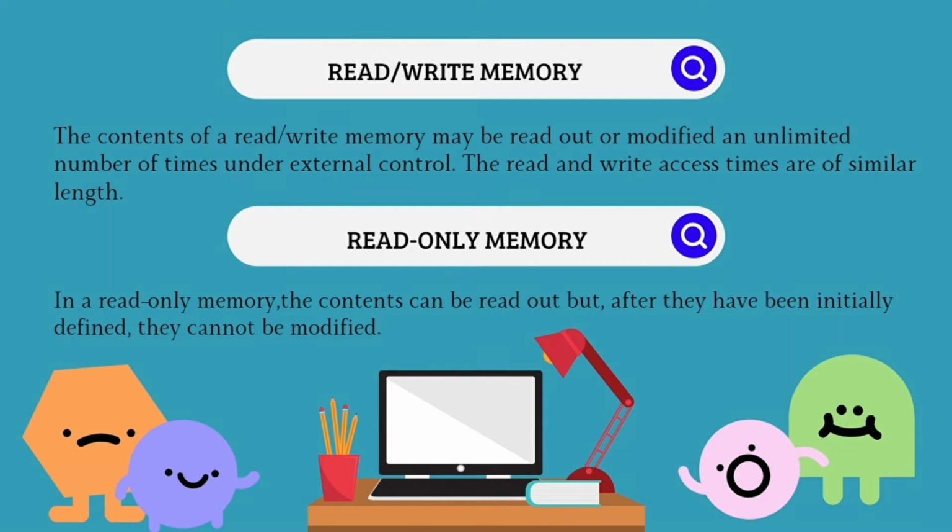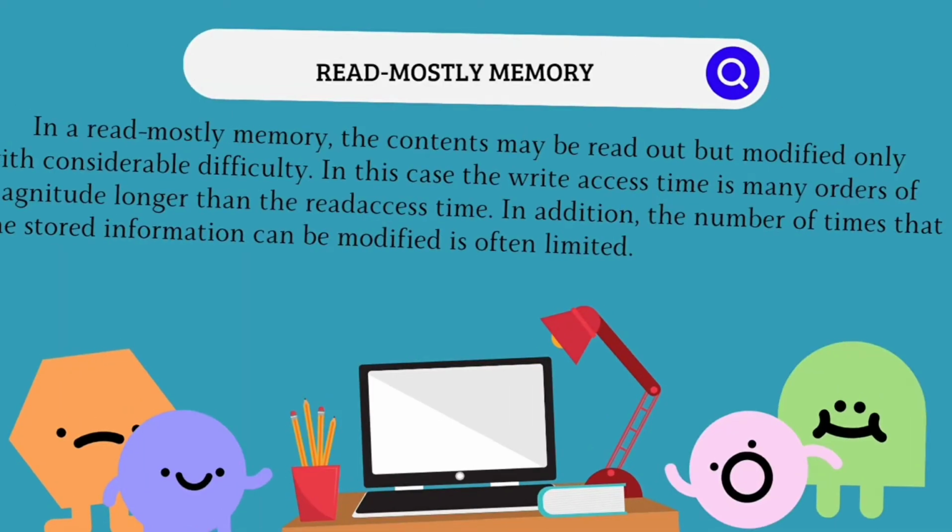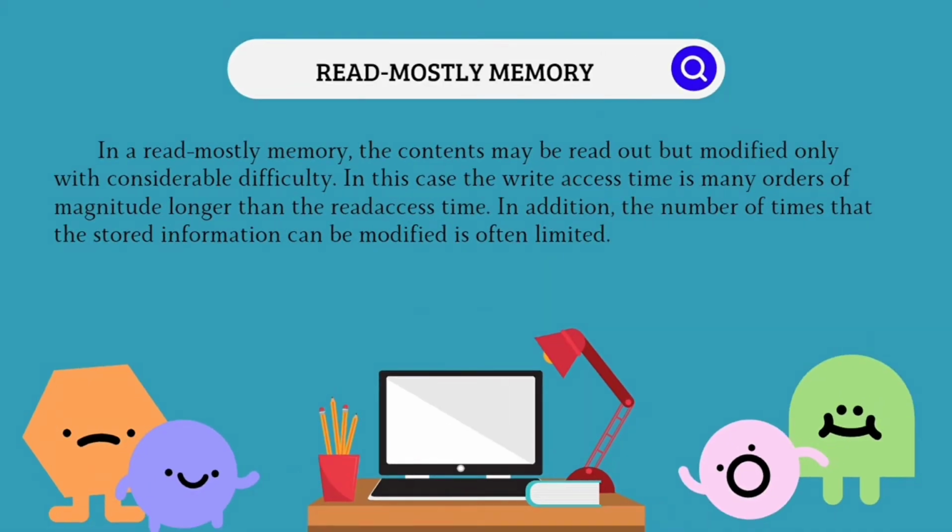Read-only memory. In read-only memory, the contents can be read out but after they have been initially defined, they cannot be modified. Read-mostly memory. In a read-mostly memory, the contents may be read out but modified only with considerable difficulty. In this case, the write access time is many orders of magnitude longer than the read access time. In addition, the number of times that the stored information can be modified is often limited.